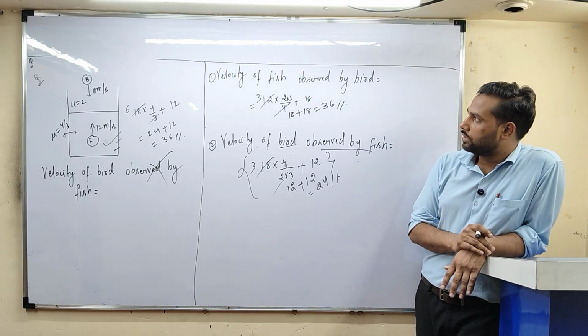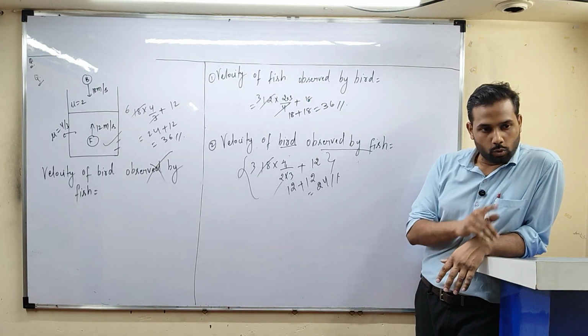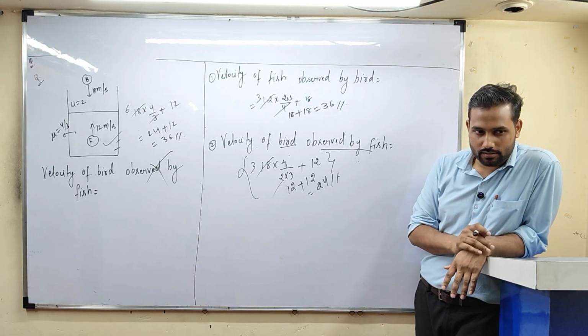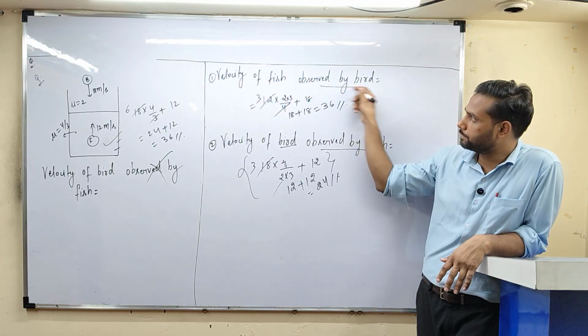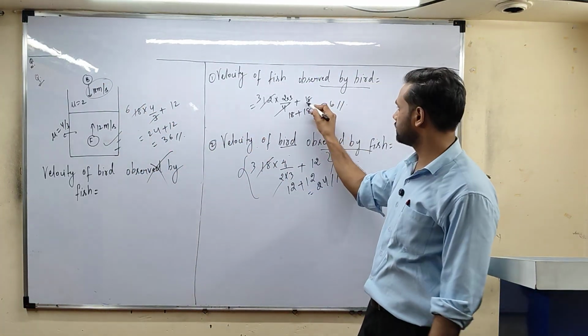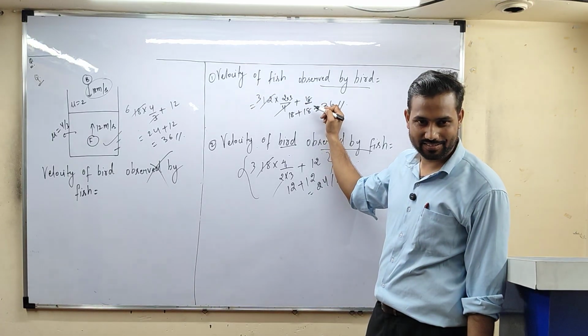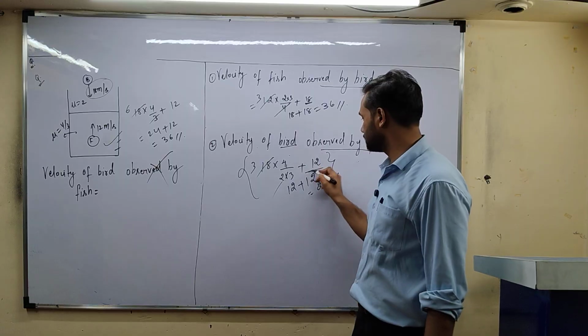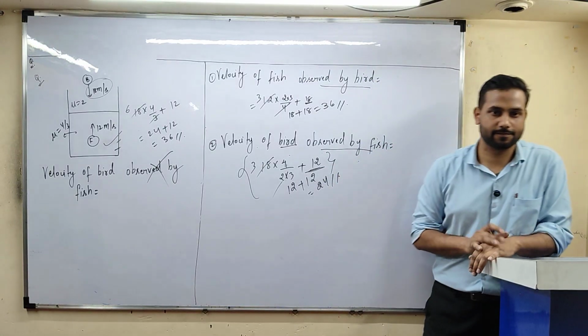Same scenario, whoever is observing, you just have to add their velocity. Bird, you are adding this here, plus 18. Yes or no? Here, fish, adding 12.